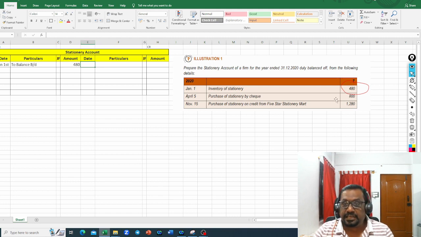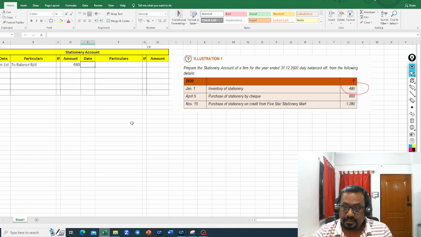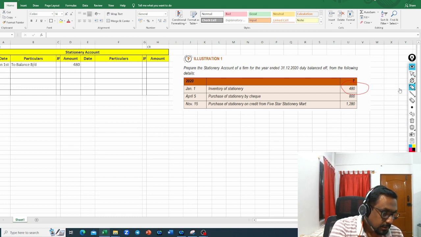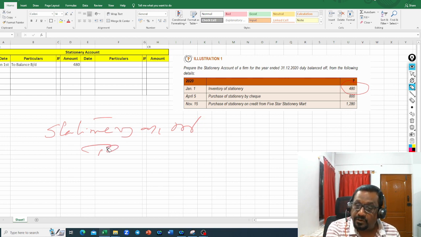Purchase of stationery by check, 800 rupees. We purchased stationery by giving check. So when we purchase, stationery is an expenditure. All expenses and losses are supposed to be debited as per nominal account principle. So stationery account debit. What is the entry? Let me write here. We purchased stationery. So stationery account debit to. Why is stationery account debited? Because stationery account is an expenditure. All expenses and losses are supposed to be debited.